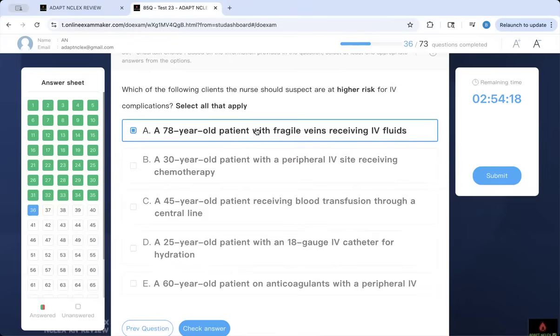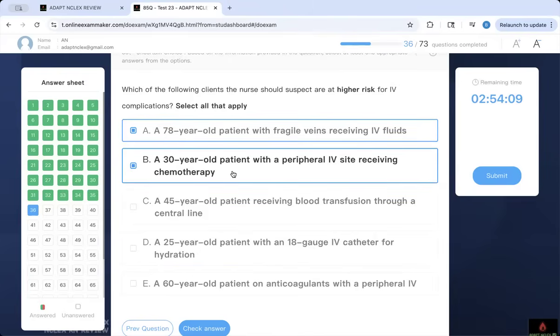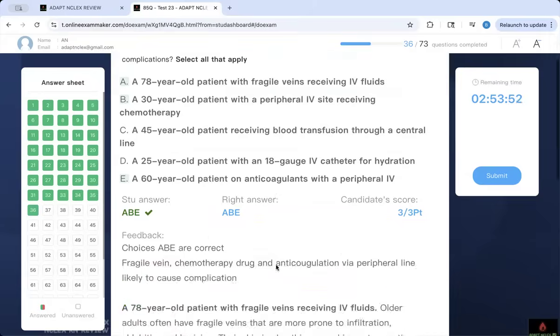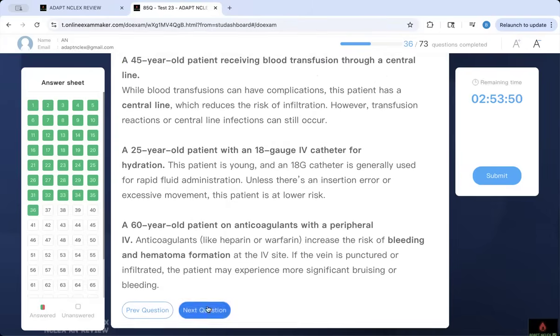The fragile older patient, vein is in trouble. Chemotherapy through peripheral line is a trouble one. Transfusion through a central line, good, that's the best. 18 gauge is a big needle for hydration. You don't have complication with it. But anticoagulation through a peripheral line, it can blow up. Therefore, those are the ones that will have complication.